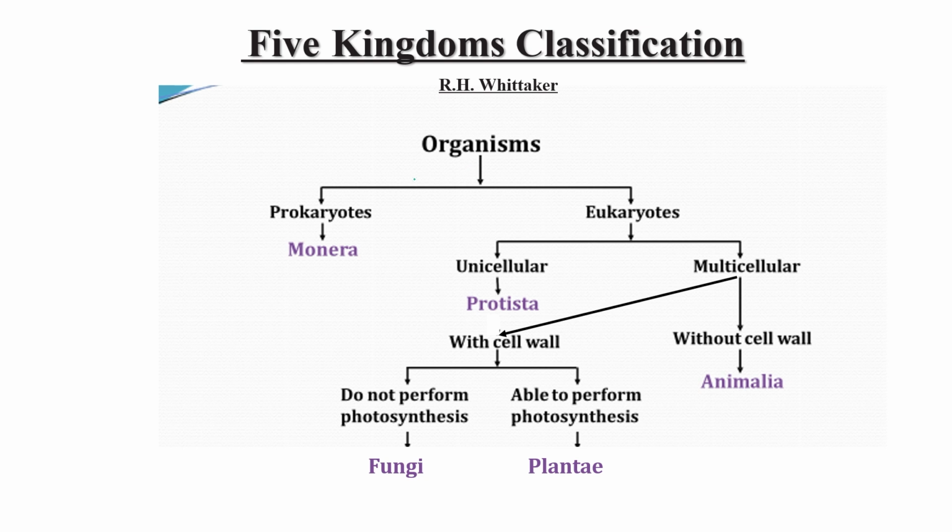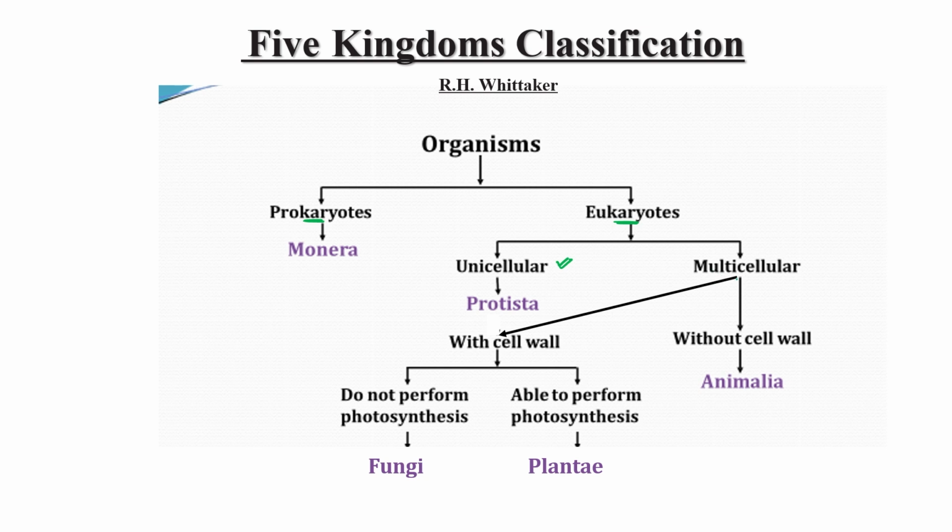Initially, he classified organisms into two categories: those with a primitive type of nucleus come under the prokaryote category, and those with a true nucleus are eukaryotes. Prokaryotes contain Monera. All organisms belonging to Monera come under the prokaryotic category because they have a primitive type of nucleus. Eukaryotes are further divided into two categories. Some are unicellular: all unicellular, single-celled organisms come under Protista.